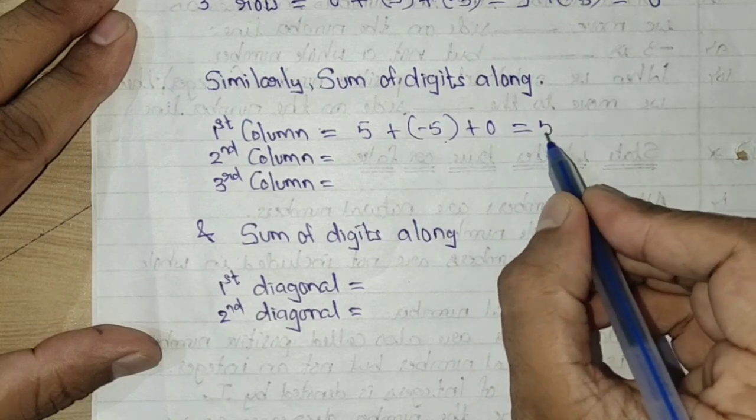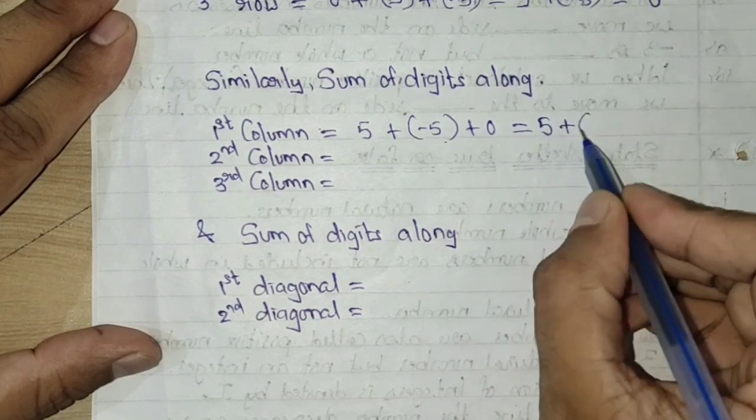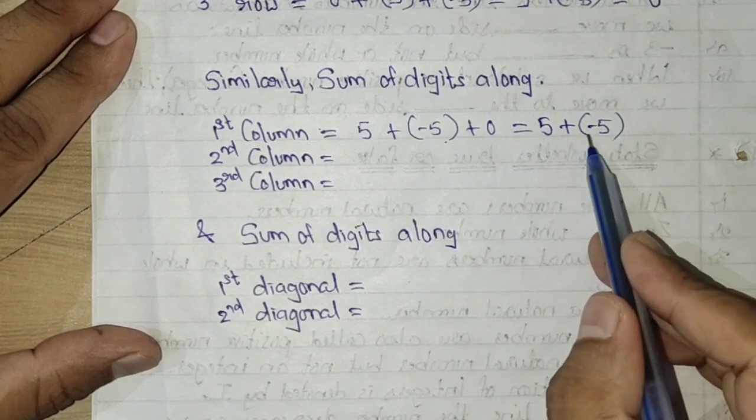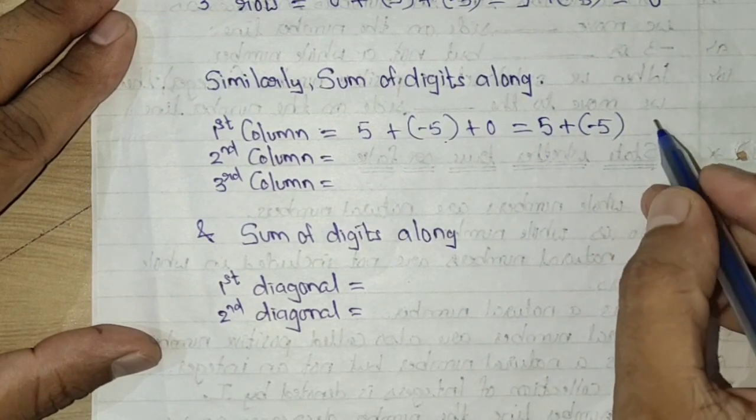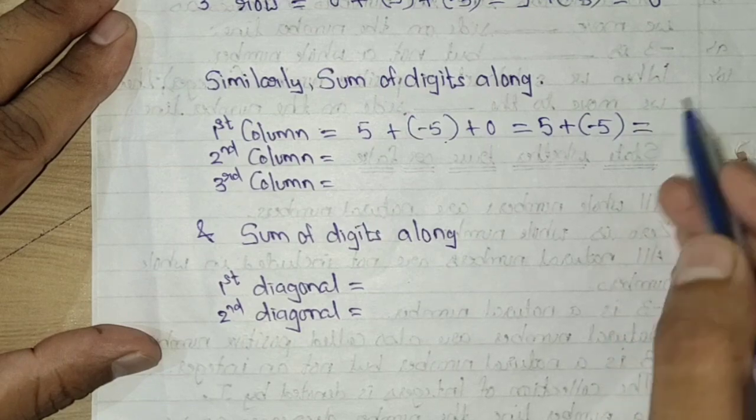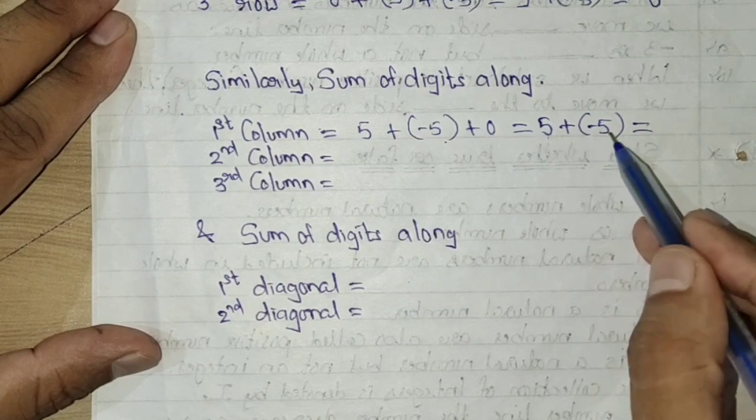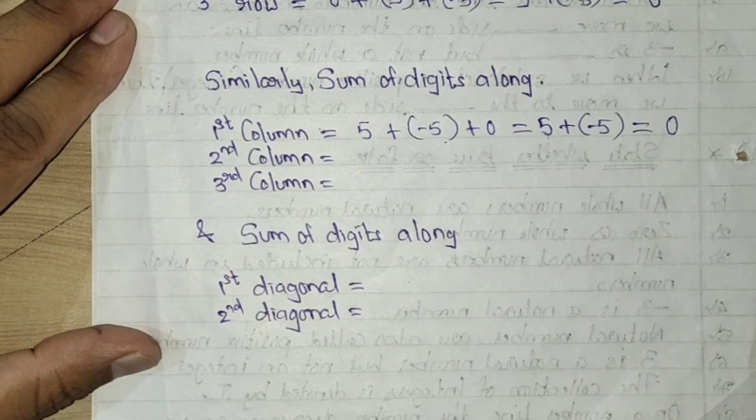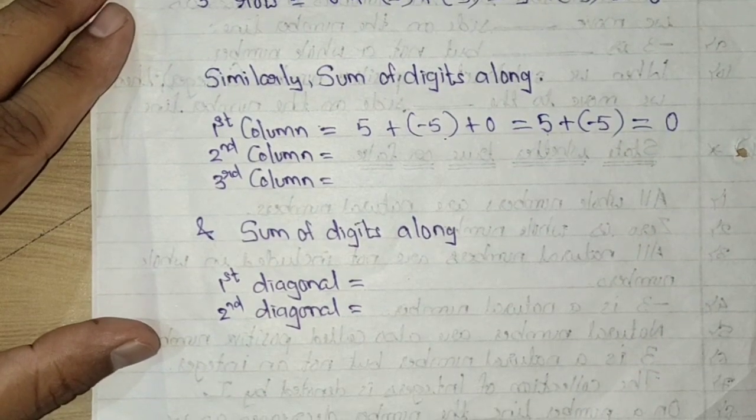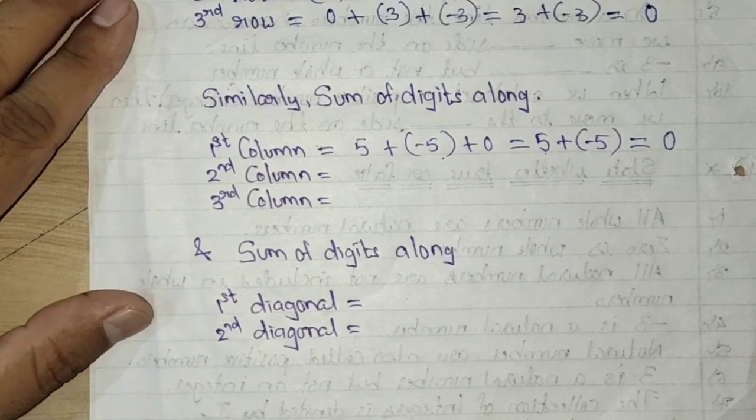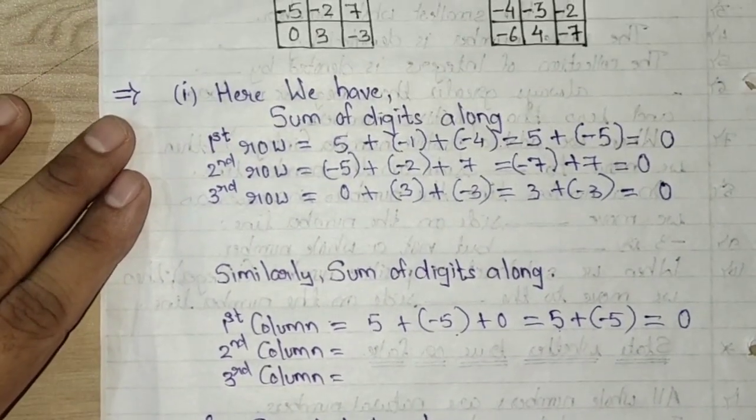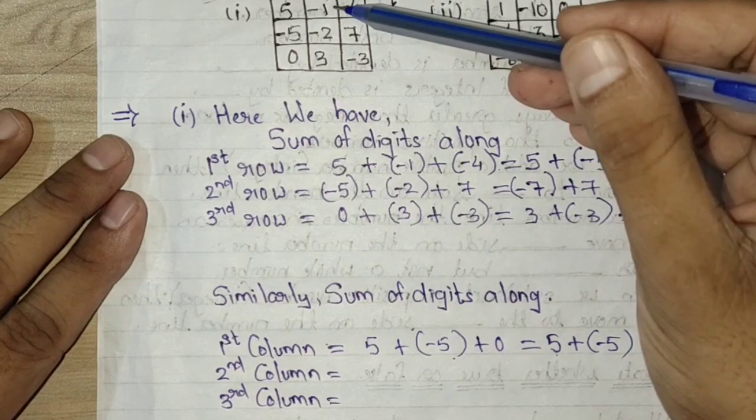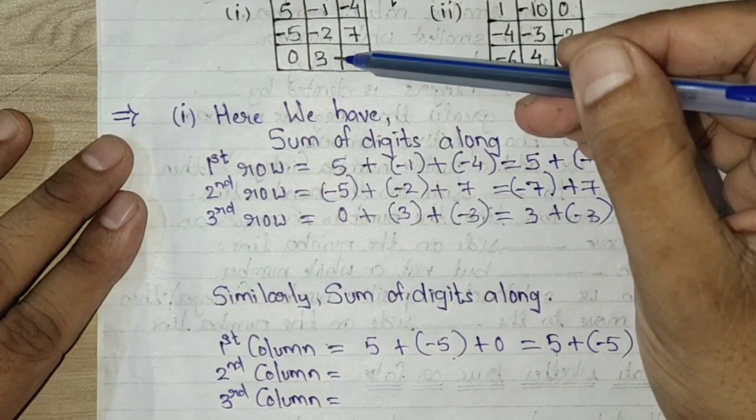So here we will have 5 plus minus 5. Now we are adding two integers with the unlike sign. So we subtract numerical values, because numerical values are same, so answer will be 0. Now let us move to the second column. Let us see what is given in the second column. Minus 1, minus 2 and 3.